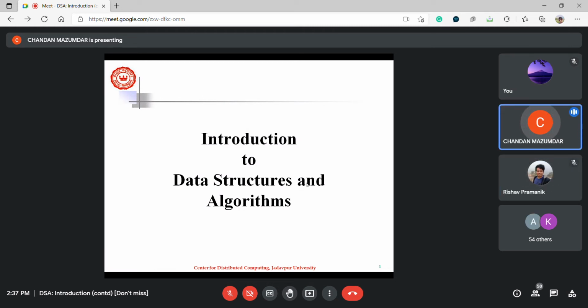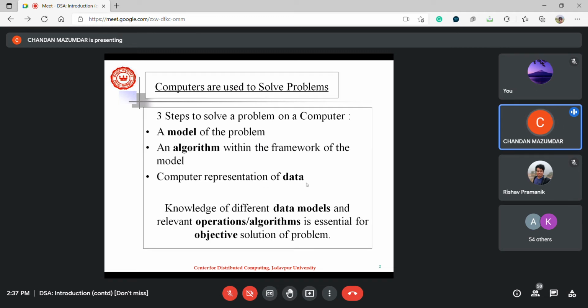So actually we started with the introduction. Just a quick recapitulation. Initially we started with the computer to solve problems, right? And we said that the name computer is a misnomer. Essentially it is a data processing machine now. To solve problems with data, we first have to make a model of the problem, and then the algorithm within the framework of the model, and then data has to be represented within the computer.